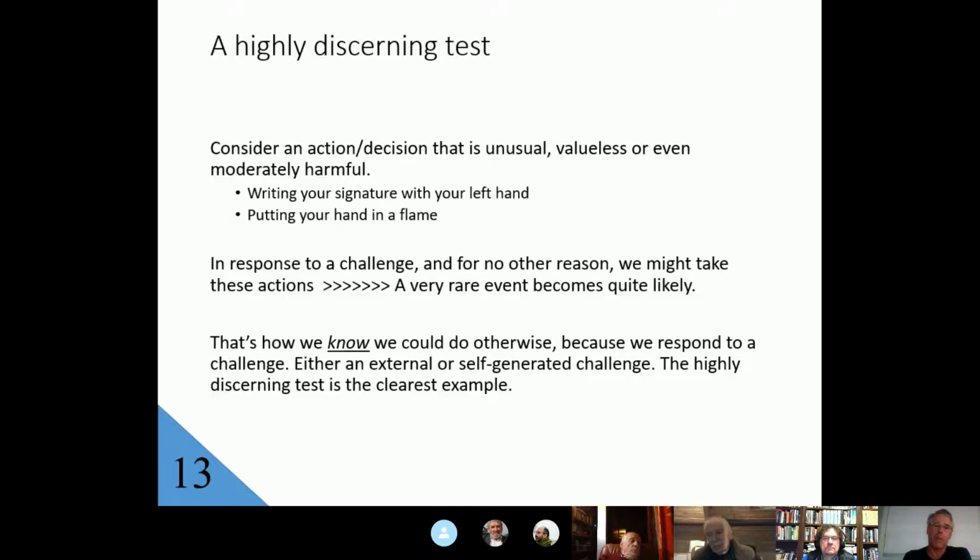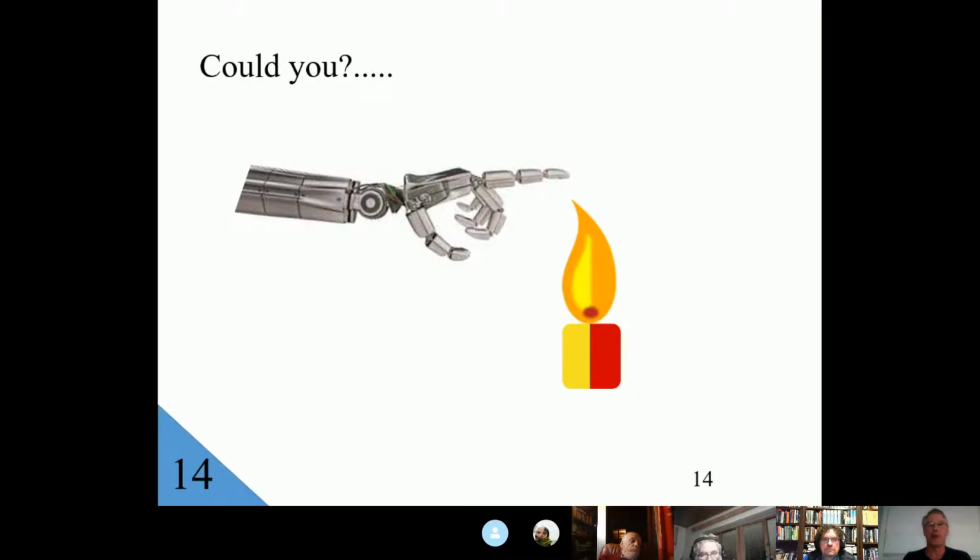And that can be an external one from me, or it can be self-generated. And a 50-50 test isn't a very good one. Lots of things are sort of random 50-50, but this highly discerning test is a very clear example of how we change our behavior in response to a challenge. So this is my question. This is how I would test my robot for free will. I would ask it if it could put its finger in a flame. And if it was entirely logical, rational, and well programmed, why on earth would it?